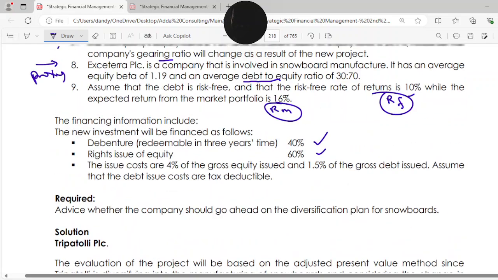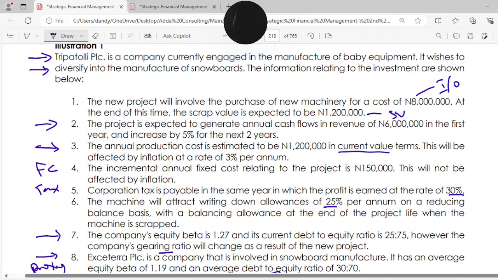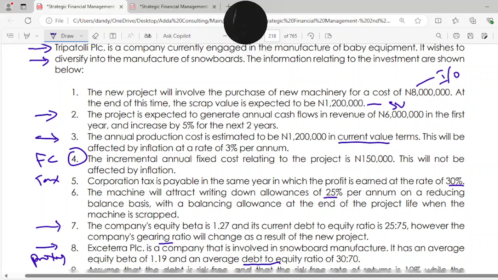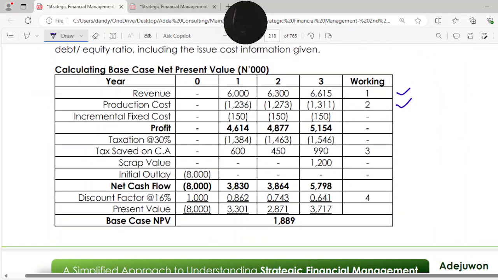I will then go back to the question: what other relevant cash flow do I have? The examiner has told us in note number 4 that the incremental annual fixed cost relating to the project is 150,000 naira. This will not be affected by inflation. Since my incremental annual cost is not affected by inflation, I don't need to do workings. All I need to do is to post straight. So this is the incremental fixed cost, 150,000 naira for each year.